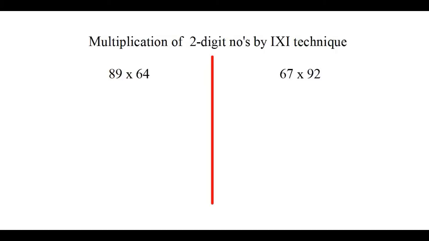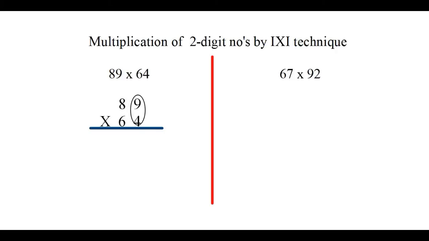The first step is to multiply both the units places. Second step is cross multiplication of units places and tens places. And the third step is to multiply the tens places. Now in these 3 steps, we can directly write down the answer. So let us see how to go ahead with this procedure.